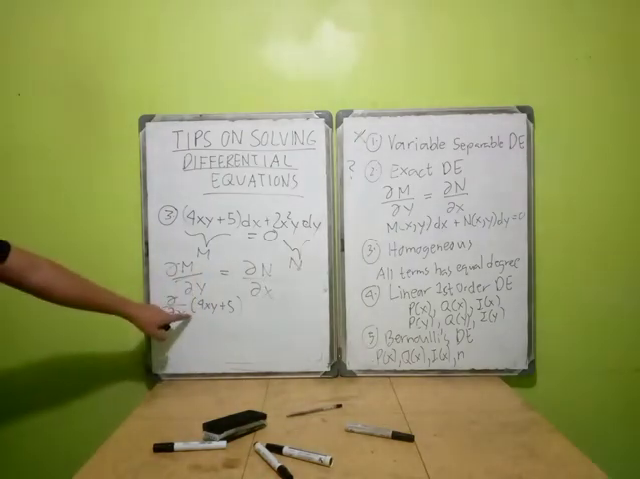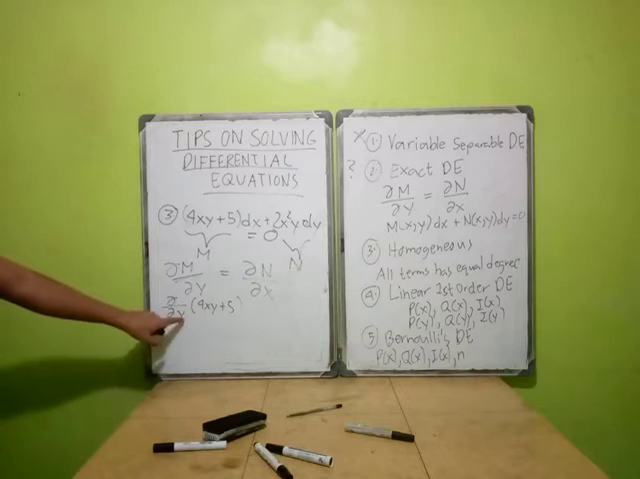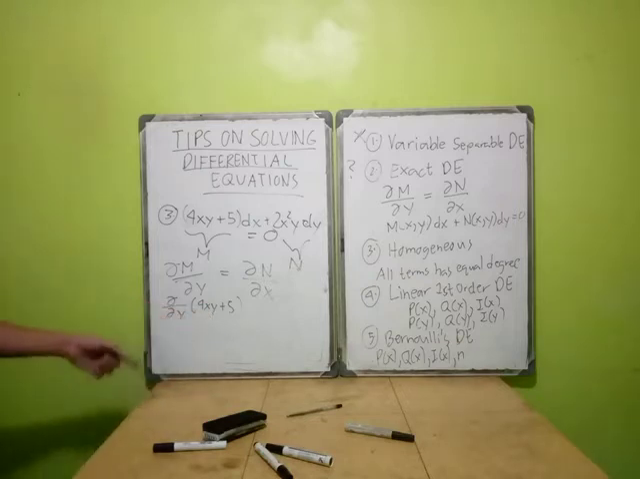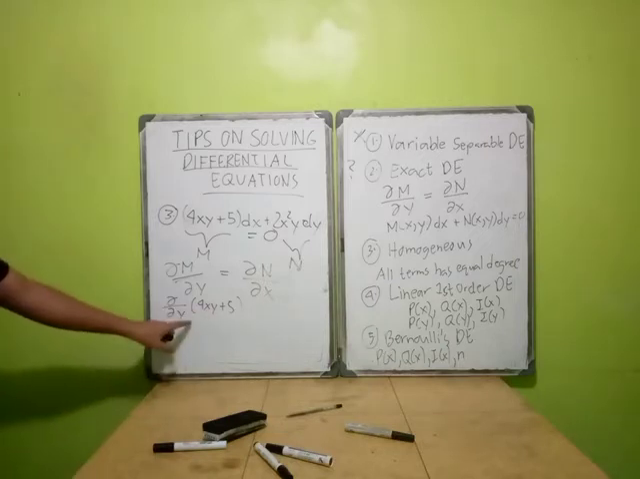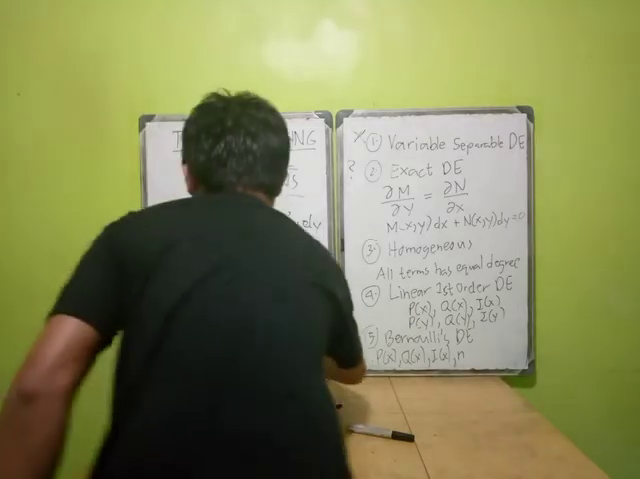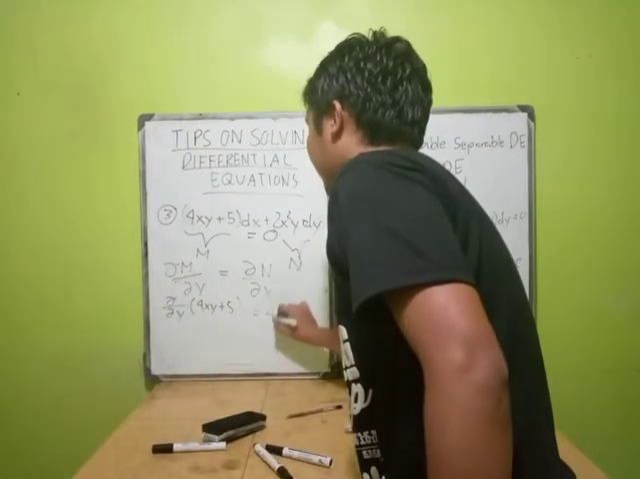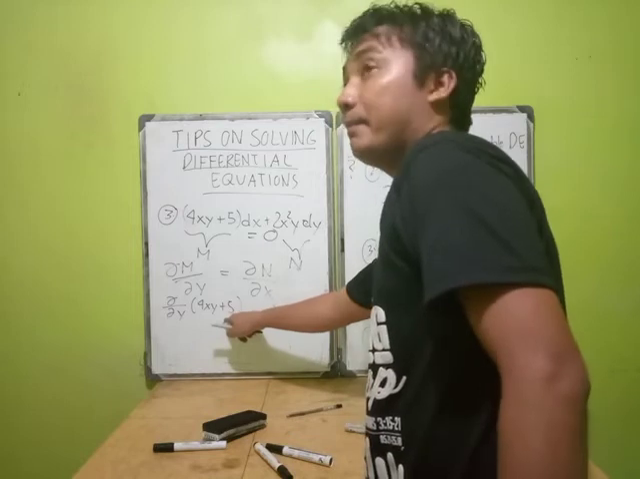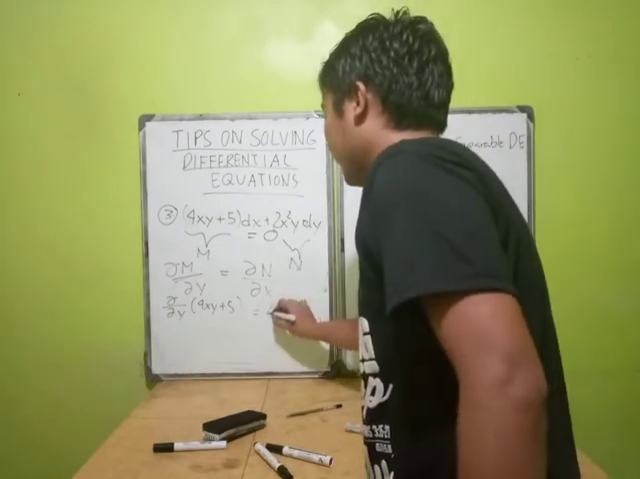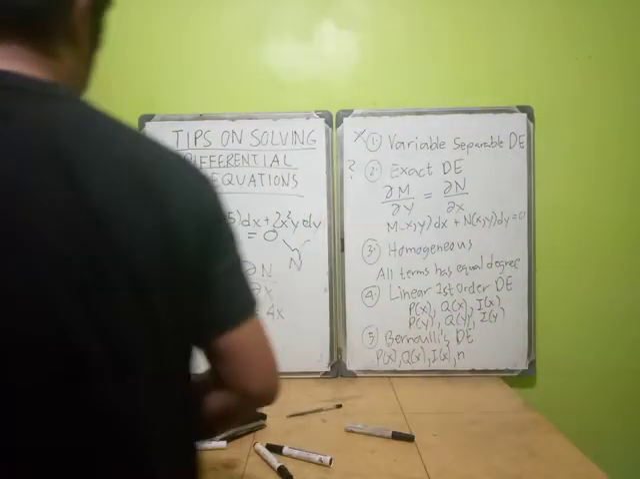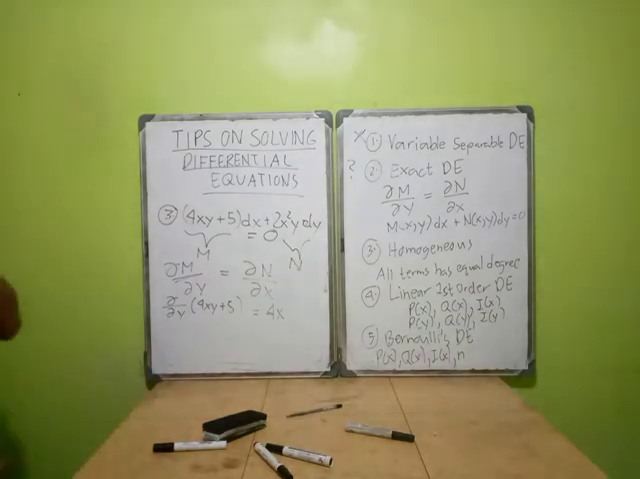exact differential equation ay partial differential equation. So, dapat yung variable natin is si y lang. So, si x is i-treat natin siya as constant. Okay, so magiging 4x. Kasi si 5 constant siya, so i-differentiate mo siya, magiging 0.